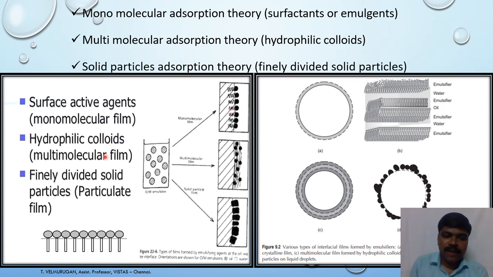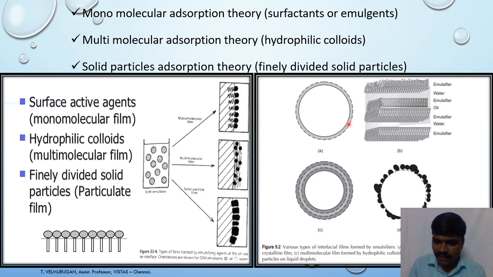Next, multimolecular adsorption theory with the help of hydrophilic colloids. The same thing, but with the help of hydrophilic colloids instead of surface active agents. That's it. Two immiscible liquids convert into miscible liquids. Then finally, finely divided solid particles. See here, particulate film. Same, but instead of the emulsifying agent or hydrophilic colloids, here it is a particulate film. With the help of the particulate film, two immiscible liquids convert into miscible liquids. That's it. Okay, this was collected from one book.